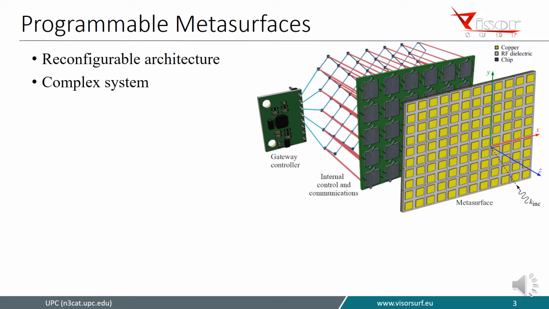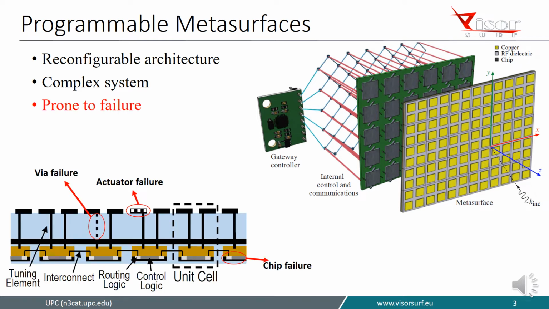However, programmable metasurfaces as reconfigurable architectures are complex systems. For instance, they are composed of an electronic layer, network layer, and electromagnetic layer. Like any other complex system, they are prone to failure. Errors can happen in different layers for diverse reasons. We might have via failure, actuator failure, and chip failure.